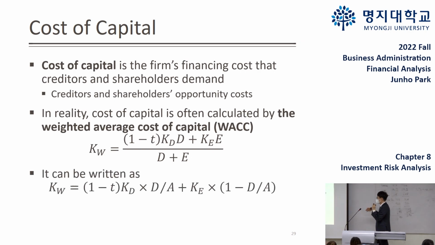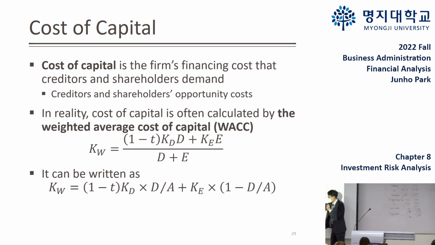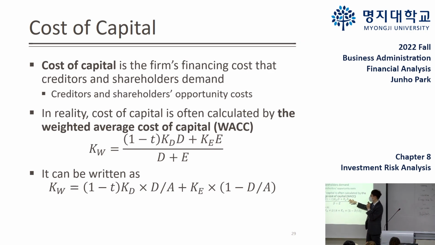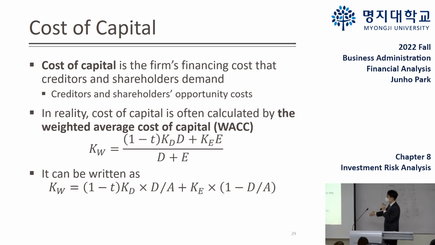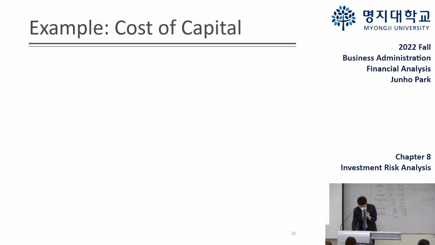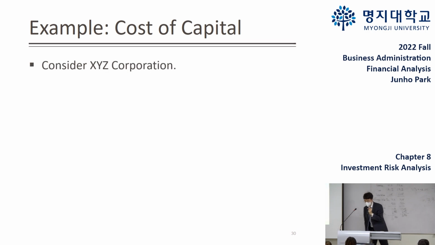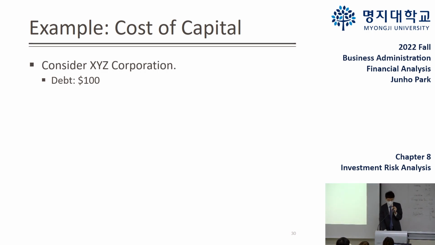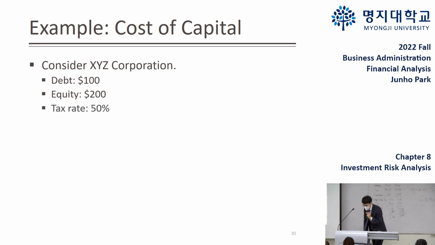So it seems very difficult to interpret this formula right now at this moment. So let me explain through an example why this should be your cost of capital. Suppose that there is an XYZ company, and this company has debt of $100 and equity of $200, and their tax rate is 50%.